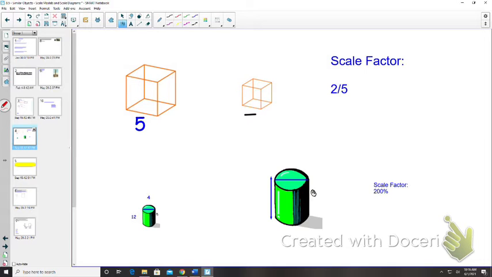Pretty interesting. Anyways, a three-dimensional square is a cube, right? If we have an original cube with a side length of 5, and all of the other side lengths are the same, and the scale factor is 2/5, what is going to be the side length of the smaller cube?